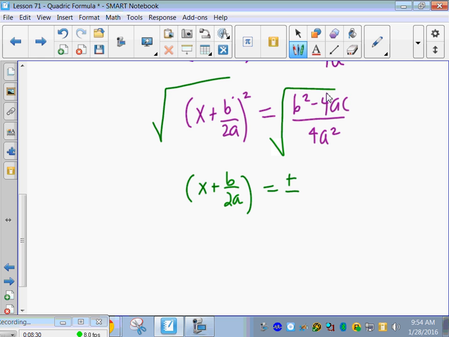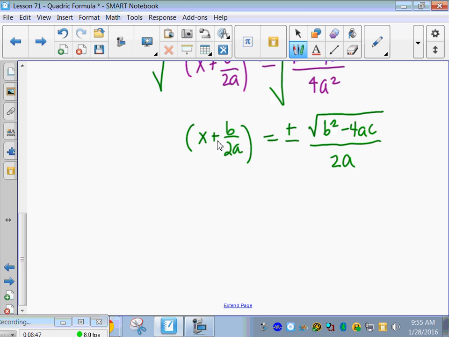We can't take the square root of this because of the minus sign here, but we can take the square root of the denominator. So if you square root 4, you get 2, and if you square root a squared, you get a. Now if I'm solving for x, I'm going to subtract this piece over to the other side. So I'm subtracting b over 2a from both sides of my equation. So now I just have x left on this side.